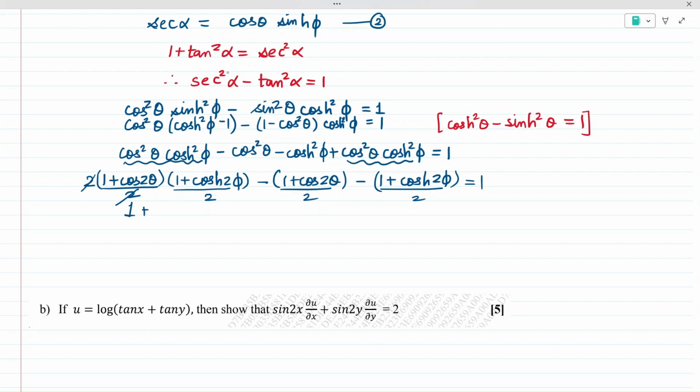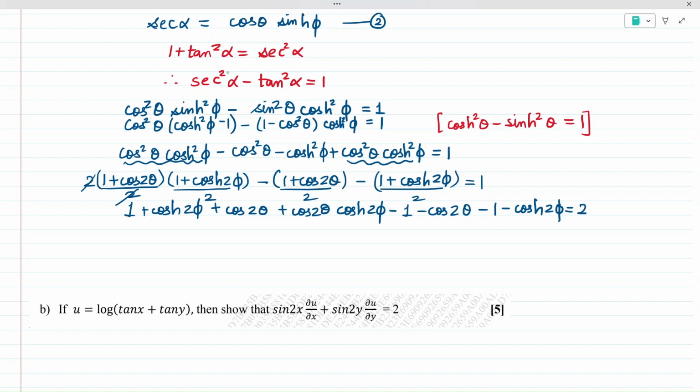So 1 plus cos hyperbolic 2 phi plus cos 2 theta plus cos 2 theta times cos hyperbolic 2 phi minus 1 minus cos 2 theta minus 1 minus cos hyperbolic 2 phi. Now this is equal to 2 because we have multiplied by 2 on both the sides. So left hand side के सारे 2's गायब हो जाएंगे, right hand side पे 1 into 2.